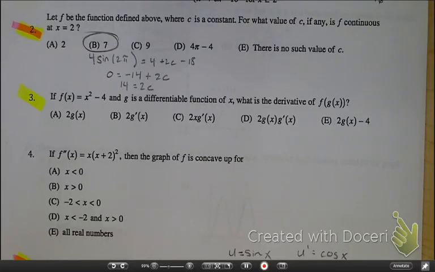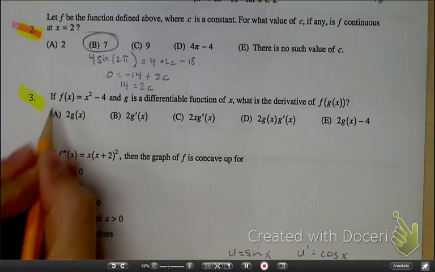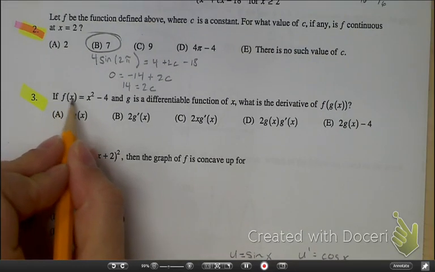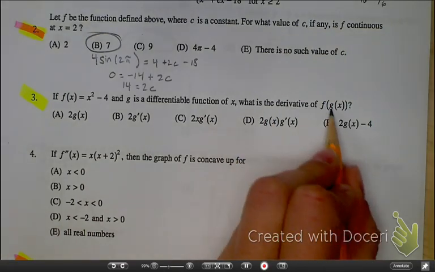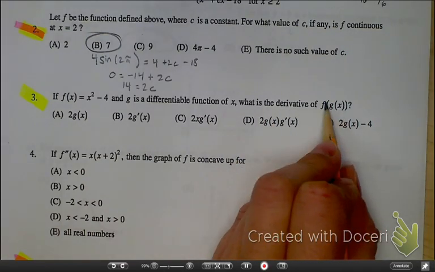So this was a pretty short unit. We didn't do too many lessons, just chain and implicit differentiation. So let's do some of the examples that we are able to do now because of those two lessons. For number 3, it says, if this is the function f of x and g is a differentiable function of x, what is the derivative of f of g of x? Hopefully you recognize the chain rule here.